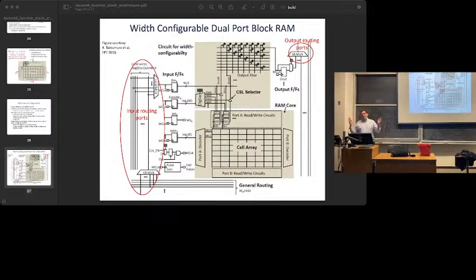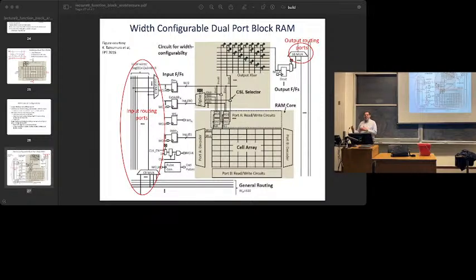do I want all 8 bits that are the natural data word of this RAM coming out? And do I want all 8 bits going in when I do a write? Or do I actually only want to provide 1 bit and have essentially more words? And this multiplexing and control circuit will make that happen. And it's not that big, okay?